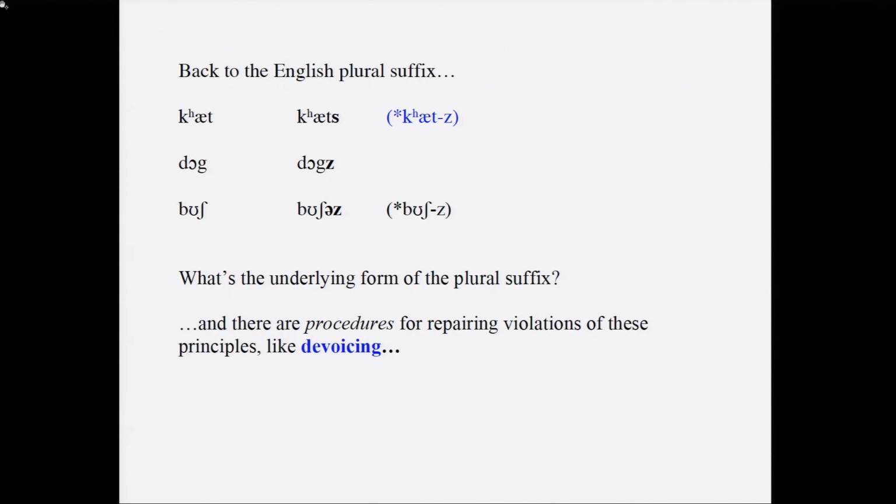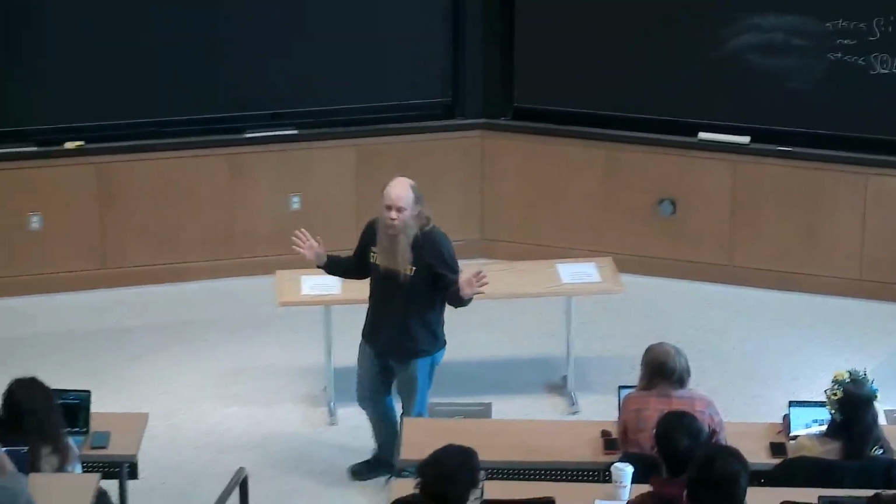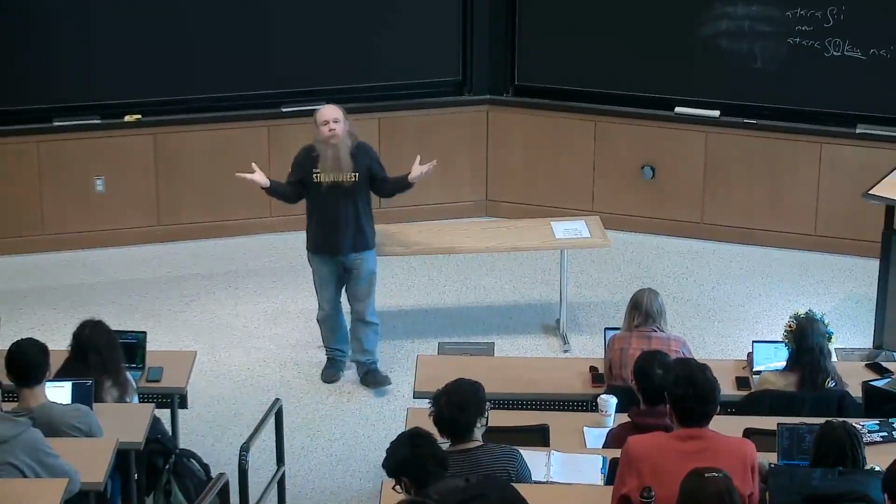And then, again, we've said this before, I just want to say it again a little more clearly. There are these conditions, and then there are also these procedures for repairing these violations. So what do you do about the fact that you added Z to cat? Well, you devoice the Z. If the condition just says you can't have a Z preceded by something voiceless, there are various things you could have done to fix that problem.